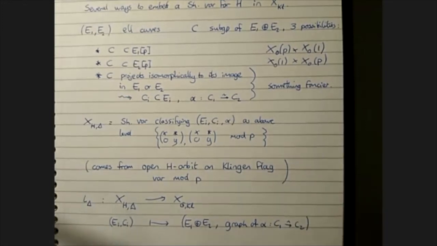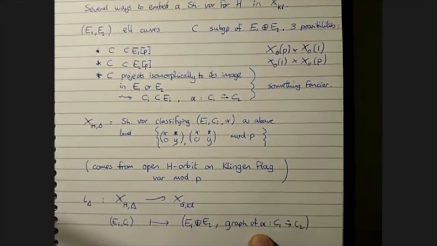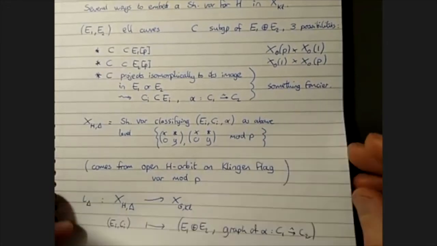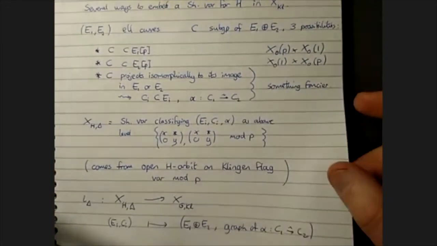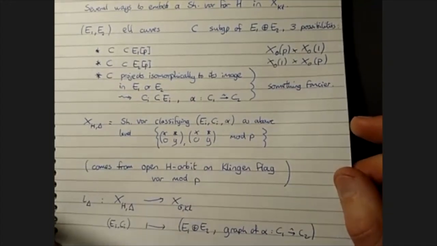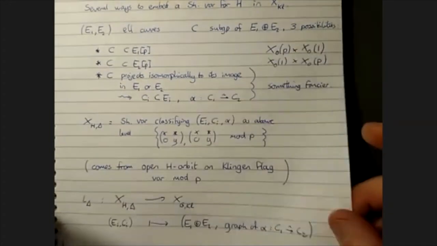And we can send the pair EI and CI to this abelian surface with the level structure C being the graph of alpha inside C1 times C2. So I've stressed this little piece of linear algebra quite carefully, just to emphasize that we've made a slightly non-obvious choice, and there is some theory behind why we've chosen it in this way.